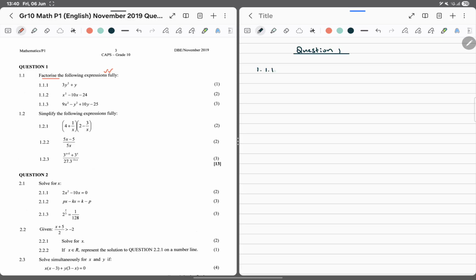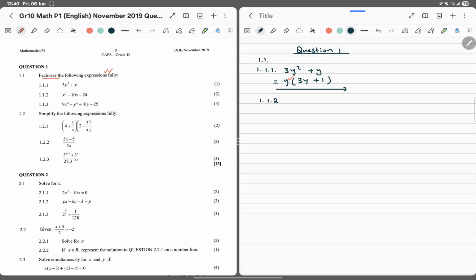So this is 1.1.1 from 1.1, okay? So we have 3y squared plus y. And we can factorize this by taking out the highest common factor, which is y. We remain with 3y plus 1. And here we cannot move further than this, so this is it. So we get a mark for taking out the highest common factor.